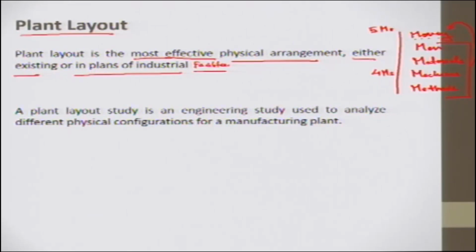So layout problems are fundamental to every type of organization or enterprise and all kind of undertakings. The adequacy of layout affects the efficiency of subsequent operations. The layout study is an engineering study used to analyze different physical configuration of a manufacturing plant. By physical configuration, I mean the plant setup.